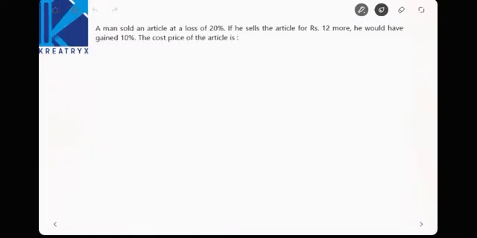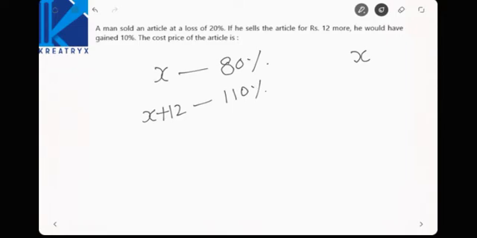Next, a man sold an article at a loss of 20%. If he sells for rupees 12 more, he would have gained 10%. Similar question to the previous. Let us consider the selling price as X. If he sells the article at X, then his loss is 20%, so this must be equal to 80%, right? If he sells for 12 rupees more, X plus 12, then his gain is 10%, so selling price must be equal to 110%, as cost price is 100%. Now crisscross this, you will get the answer.